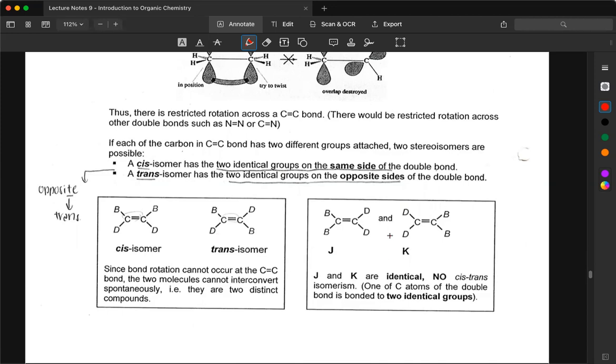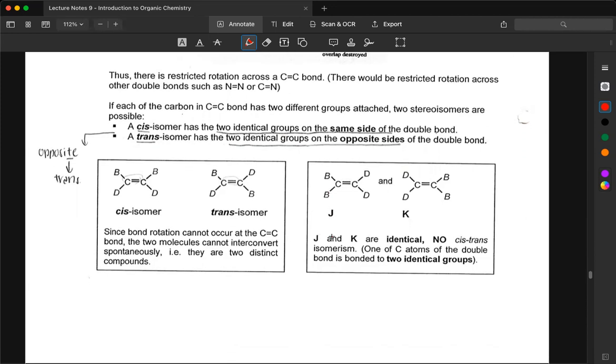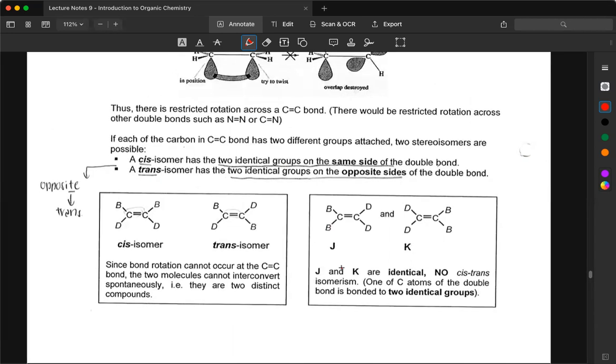So J and K, in this case, are identical. They are not even cis-trans isomerism. Because it's bonded to the same carbon, it must be different carbon. The B and D must be different carbon. Because one of the C atoms is bonded to two identical groups, so cannot. The identical groups must be bonded to two different carbons.